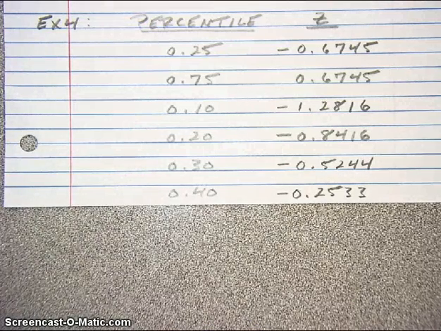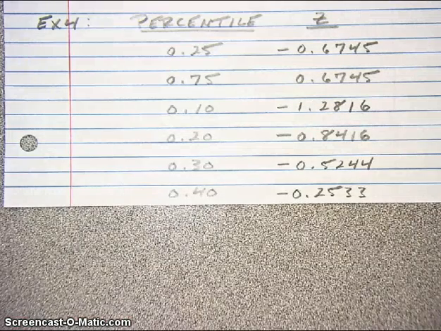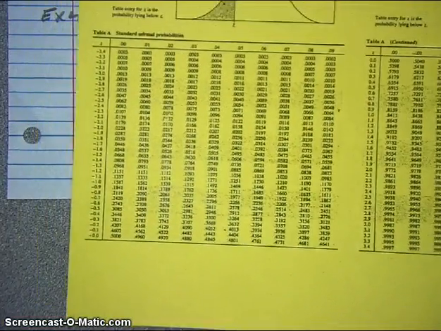Okay, so the calculator is very useful for going both ways. You can use the calculator to find a percentile that corresponds to a given z. You can also use it the other way to find a z-score that corresponds to a given percentile. If you want to do these calculations with the table, it's possible, but it's a lot trickier.